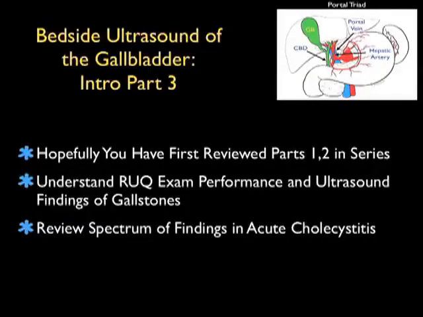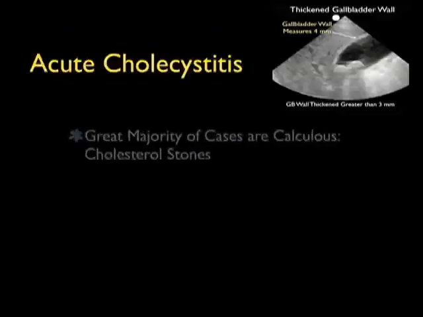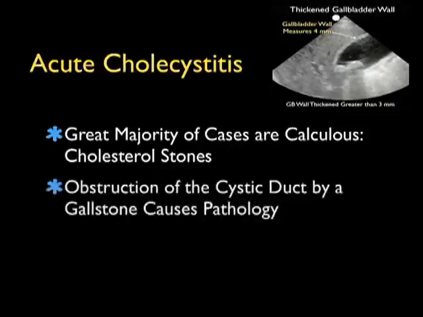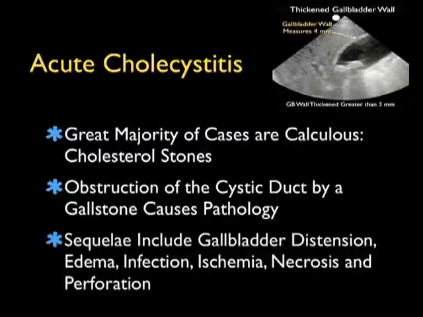In this module, part 3, we're going to specifically review the spectrum of findings found in acute cholecystitis, and we'll learn the primary and secondary diagnostic findings in this disease. The majority of cases of acute cholecystitis that present to the emergency department are going to be calculous, or associated with cholesterol gallstones. While acalculous cholecystitis does exist, it's rarely seen in the emergency department, usually seen in patients who have been hospitalized, those who have had surgery recently, or those who have immunocompromised states such as HIV or diabetes.